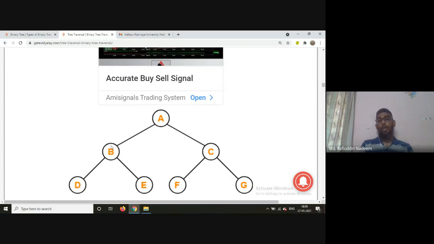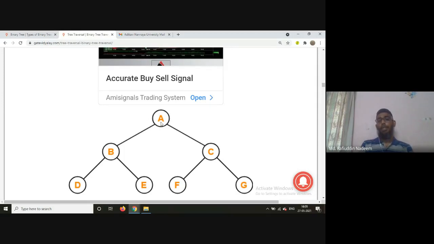Then after that go back to B. For B the left is completed. Now the root, so B is the root. B is visited. Then E. So D, B, E. Now you come to A. So A's left is completed.